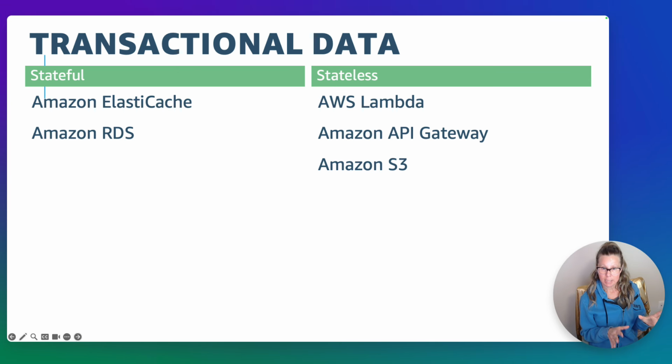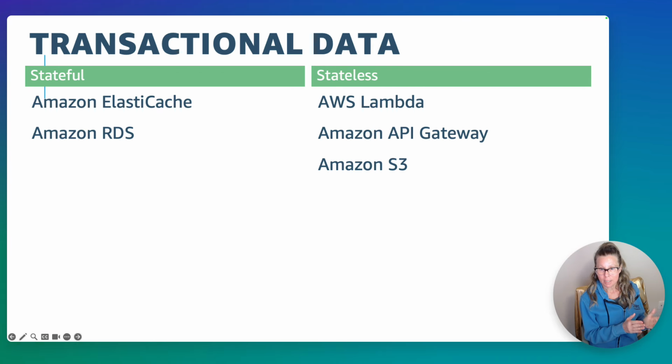Let's wrap up this lesson and talk about how to manage stateful and stateless data transactions in AWS. Stateful data transactions store information about the current state. We just talked about transactional databases. What are AWS services that support stateful data transactions? Well, we have Amazon ElastiCache and Amazon RDS.